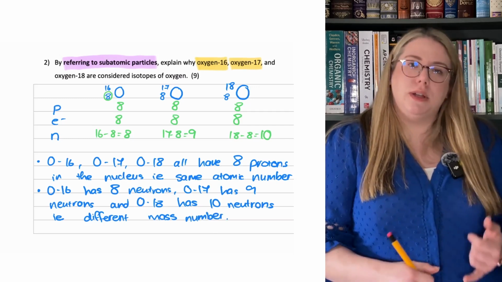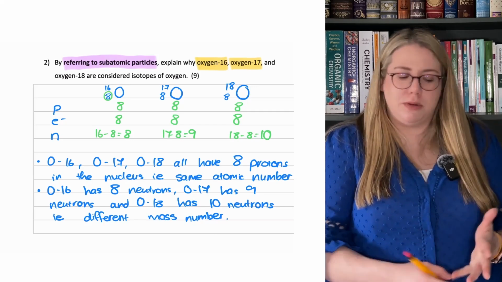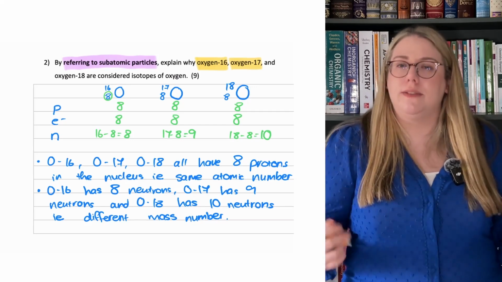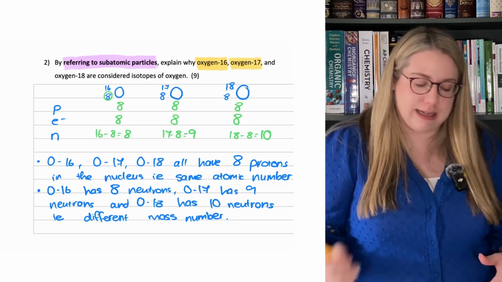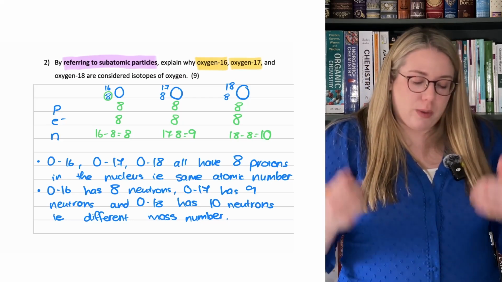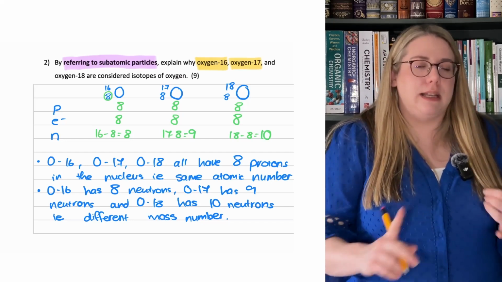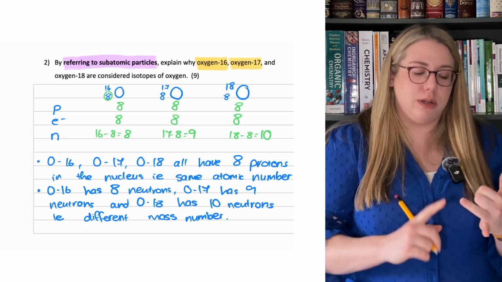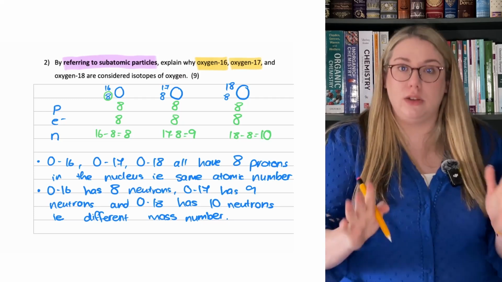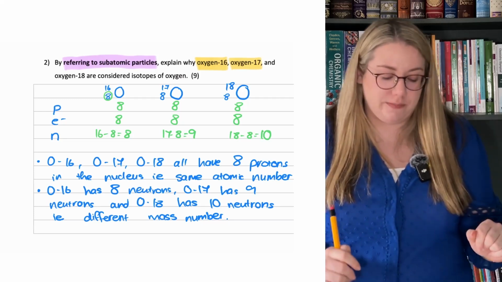Three marks for counting your protons, 3 for saying they have the same number of protons, and 3 for showing that they have a different number of neutrons and linking it to the definition. Now, a question like that is quite a tricky, dangerous one, so please, please, please, number 1, use a table. Number 2, link it to your definition and you'll be fine. The 2 bullet points in the definition.